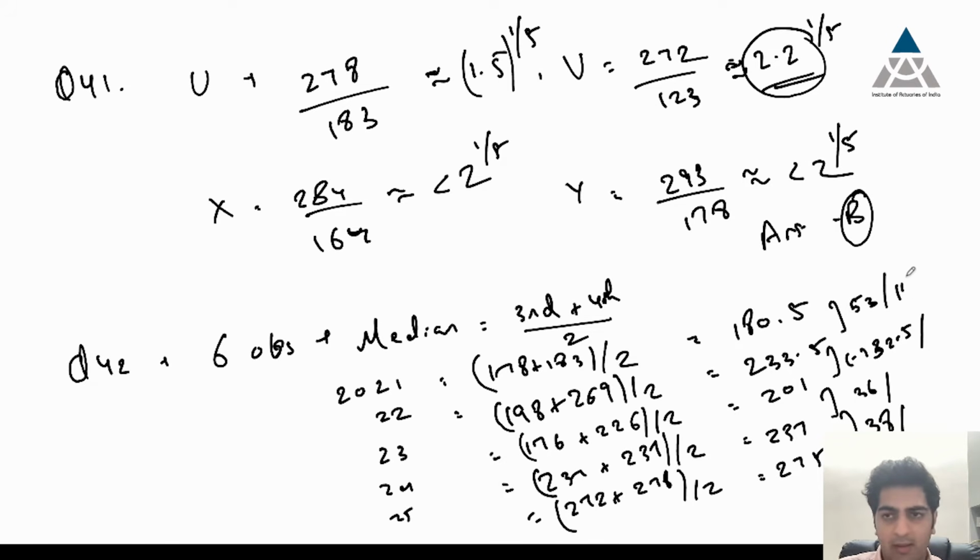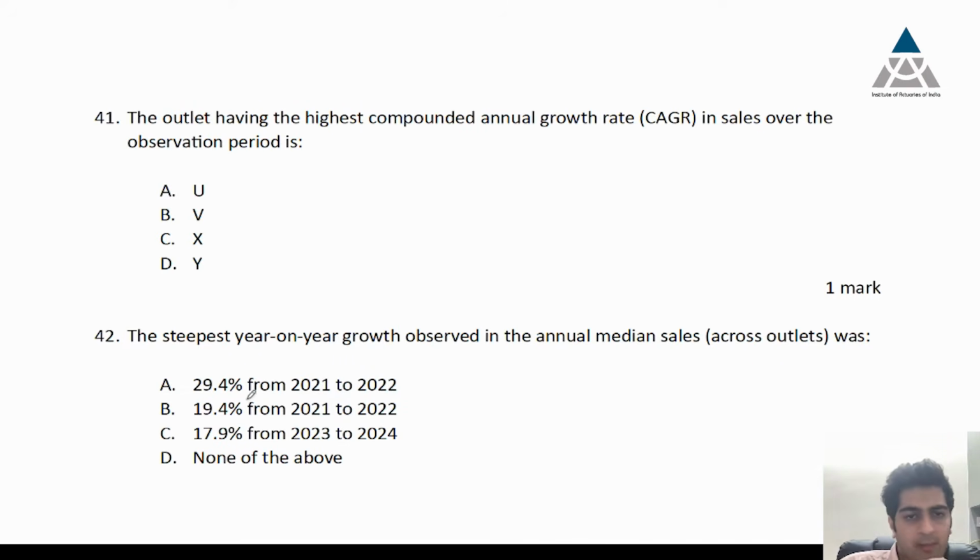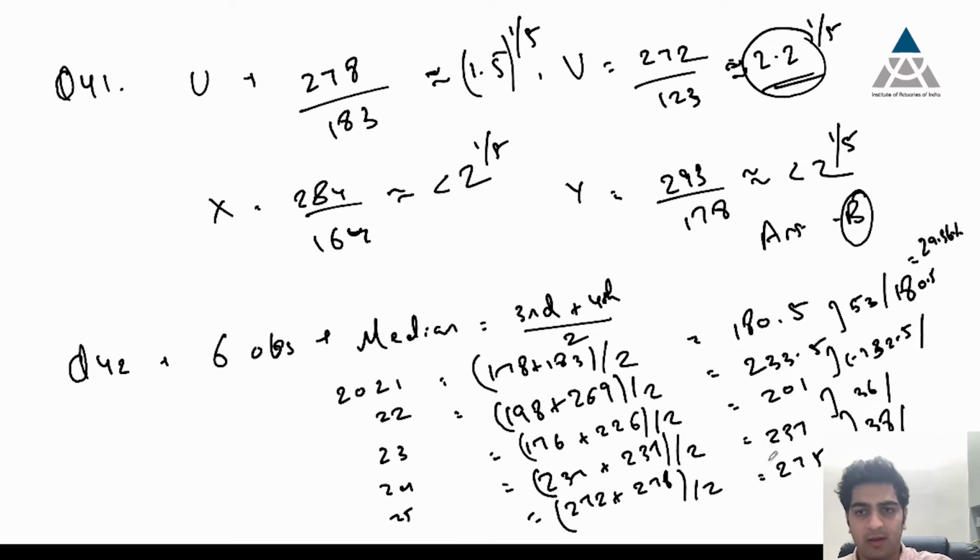We need the number, so let's calculate 53 by 180.5, that's 29.36%. So the answer here is 29.36%, and this is over the span 2021 to 2022. So let's see if this is the option. So you can see 29.4% from 2021 to 2022, and this is our final answer. So here the answer is simply A.